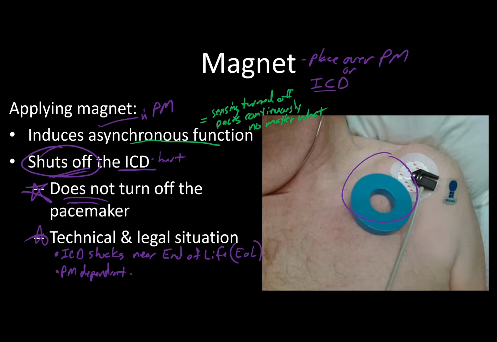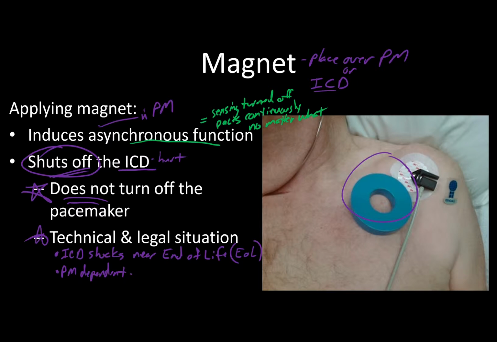Pacemaker dependent patients, someone whose heart would not beat if it were not for the pacemaker. If you shut that off, what did you just do? You turned off their heart. You essentially killed them, for lack of a better phrase. It's like physician-assisted suicide, that kind of stuff. And that gets really sticky from a legal situation. So we really do just shy away from it altogether.